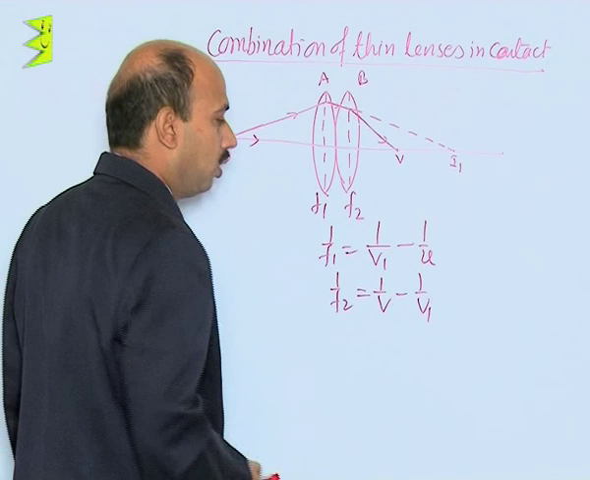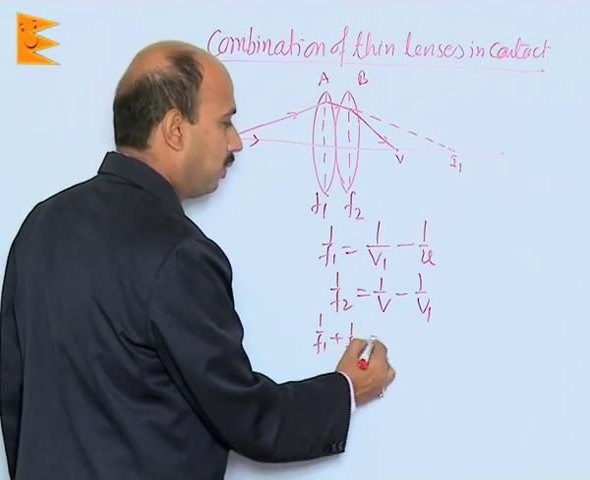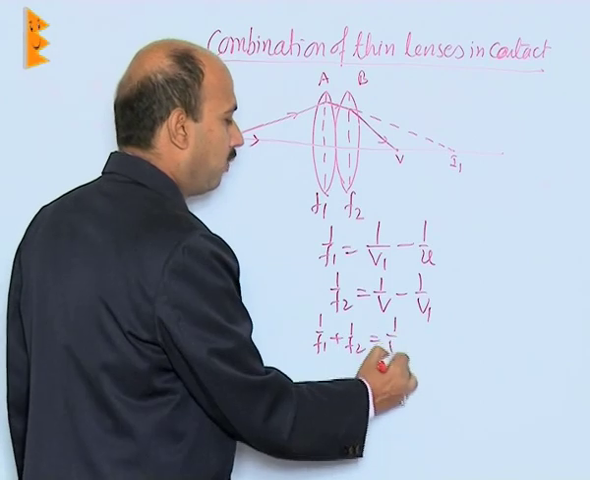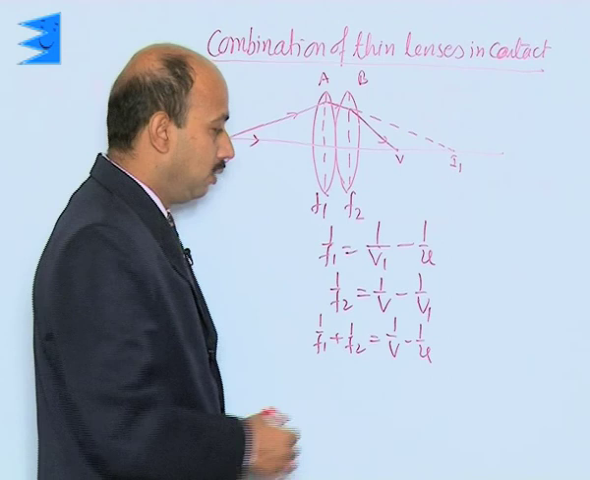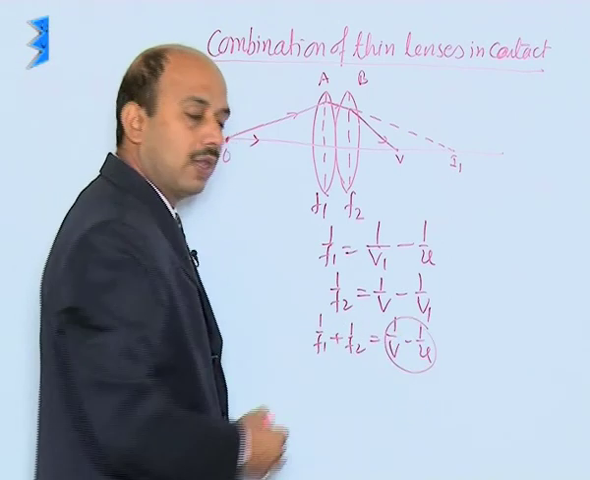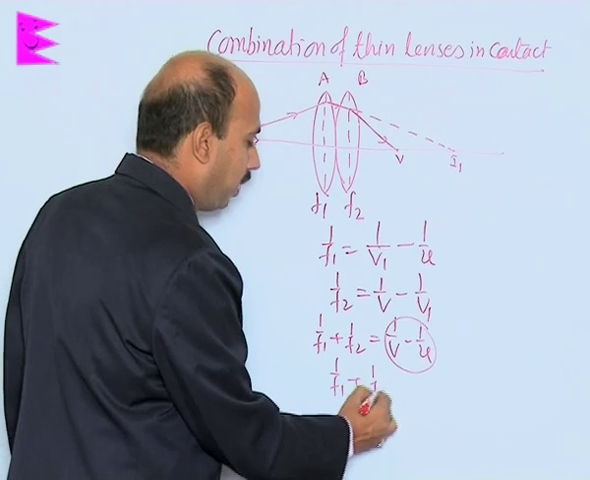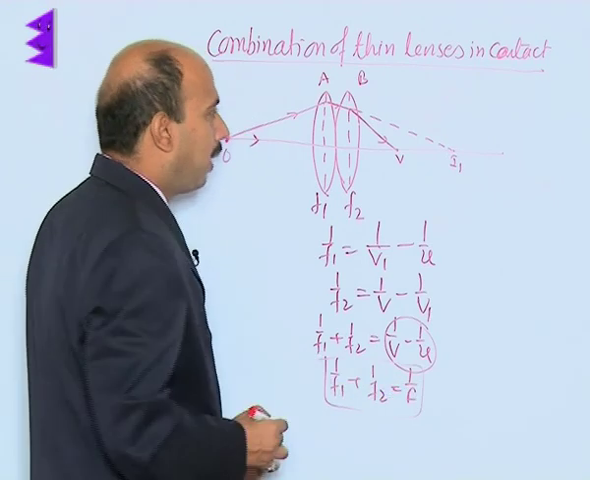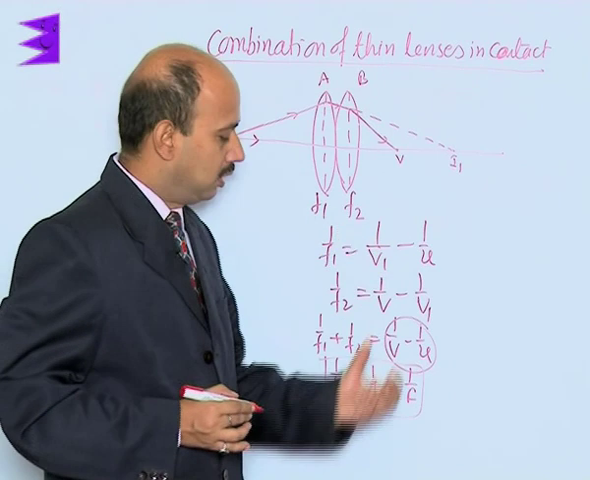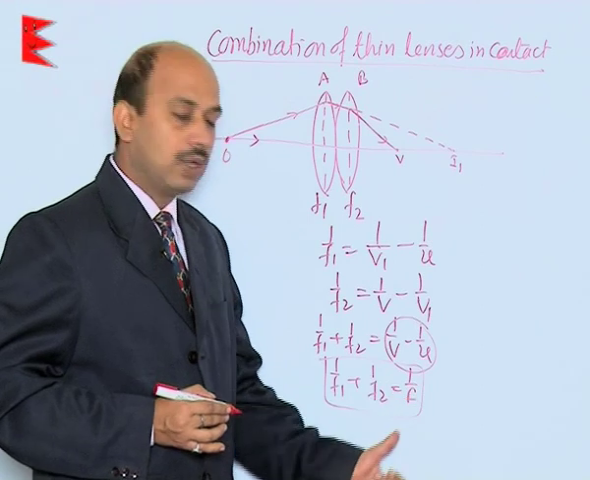Add these two. When you add these two, you will be getting 1 upon f1 plus 1 upon f2 is equal to 1 upon v minus 1 upon u, because this and this will get cancelled, and then we can write this is the total focal length. So we can write here 1 upon f1 plus 1 upon f2 is equal to 1 upon f. So when the two lenses are combined or placed in contact with each other, then the total focal length is given by 1 upon f1 plus 1 upon f2 is equal to 1 upon f.